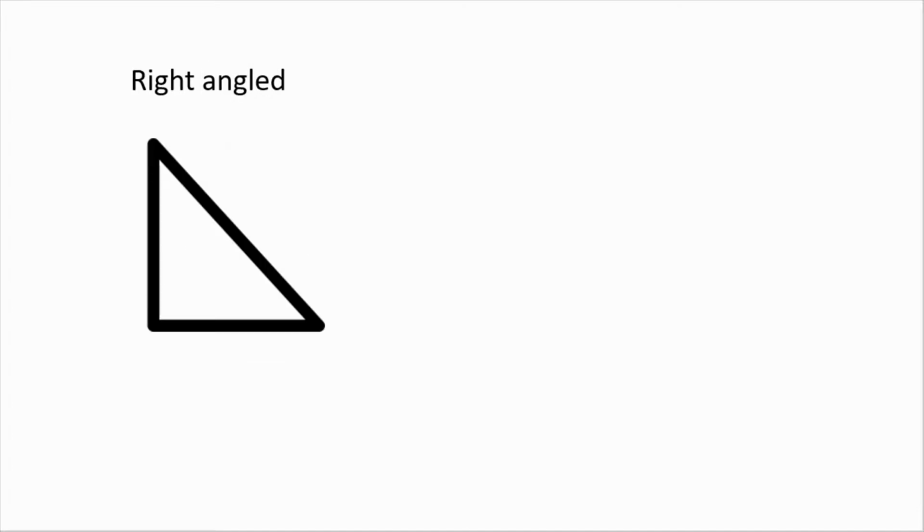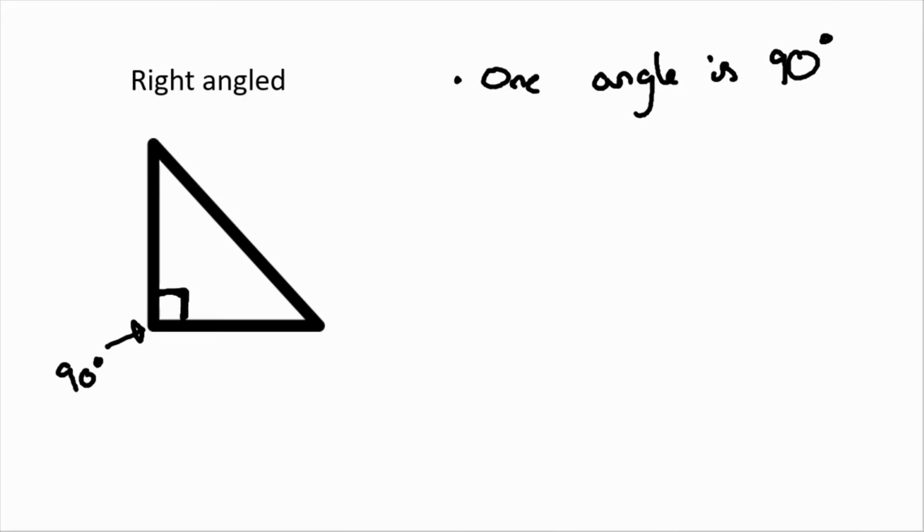Now, our last sort of triangle we're going to talk about is what we call a right angle triangle. Now, this is a triangle that has a right angle in it. It has one angle of 90 degrees. So that's our first property. One of the angles is 90 degrees.